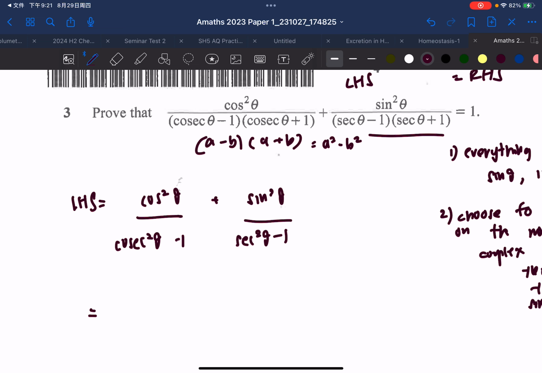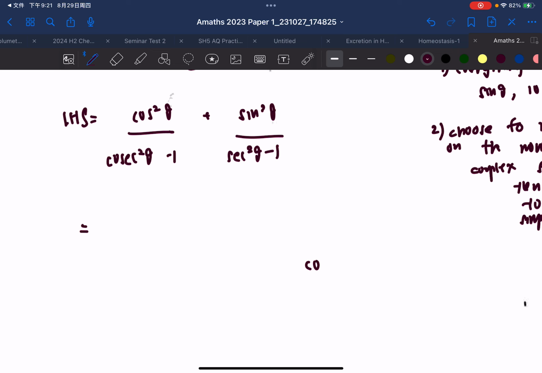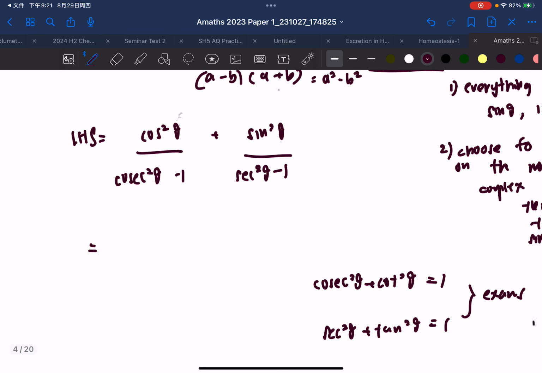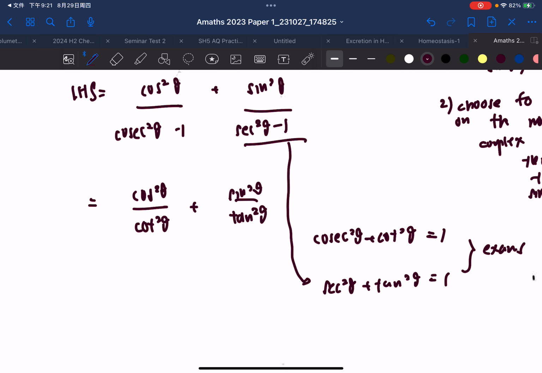And if we remember, recall our identity, okay? Cosecant square theta minus cotangent square theta is equal to 1, and secant square theta minus tangent square theta is equal to 1. So, minus 1, you will get the adjacent one. This formula is provided in your exams. So, cosine square theta over cotangent square theta plus sine square theta over tangent square theta. You know how to get this. This is gotten through this, and this is gotten through this.